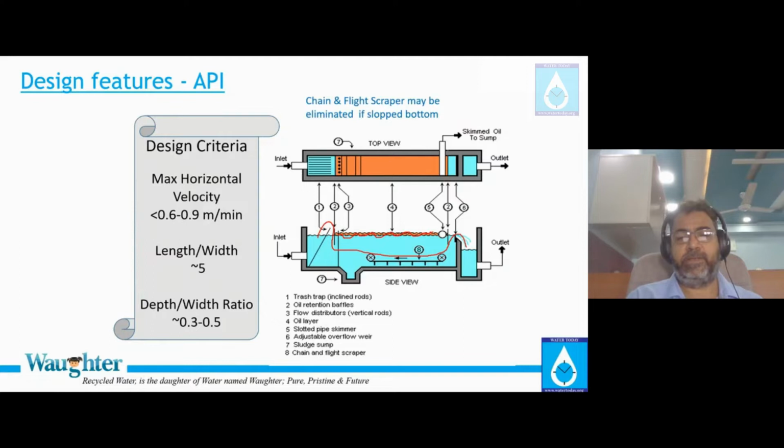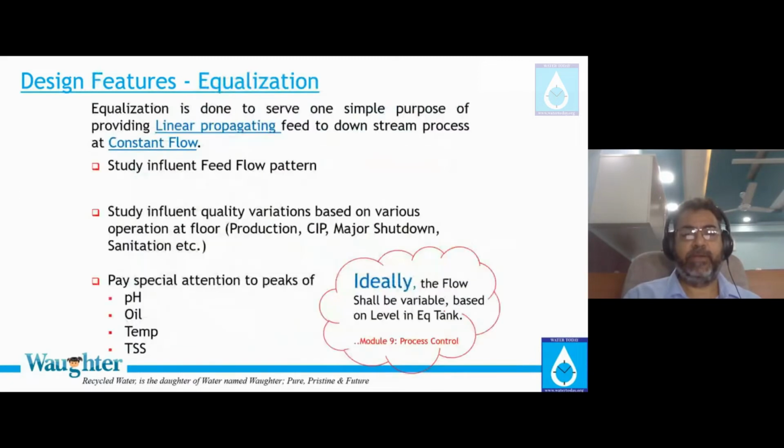And this can be collected and removed via a skim pipe, you can see here. So this baffle number 2, the oil retention baffles which we are talking about, will help so that the oil will not go here. This is a very simple device, not very complicated, and can be designed. Having done that, you have to reach equalization.